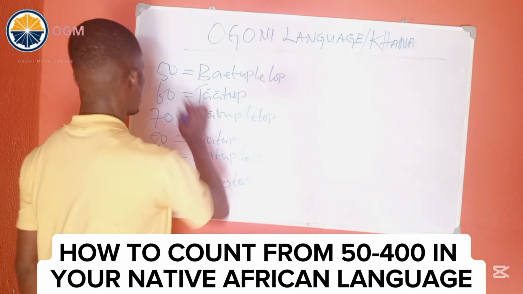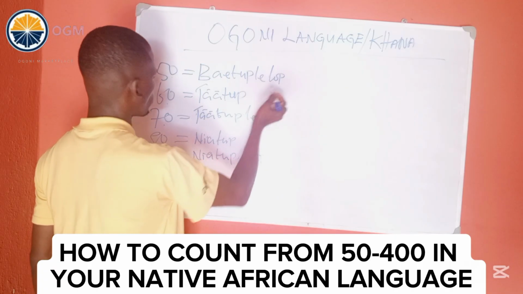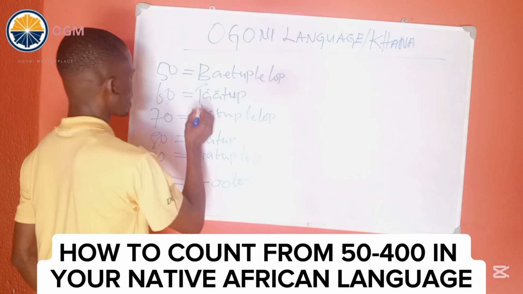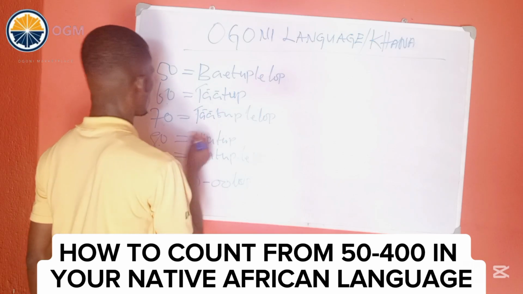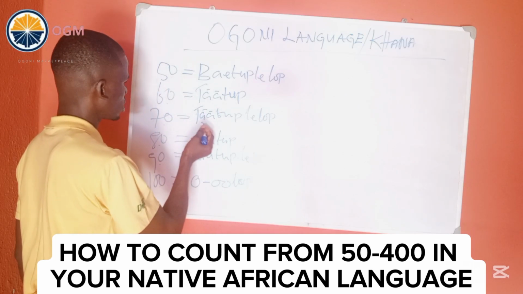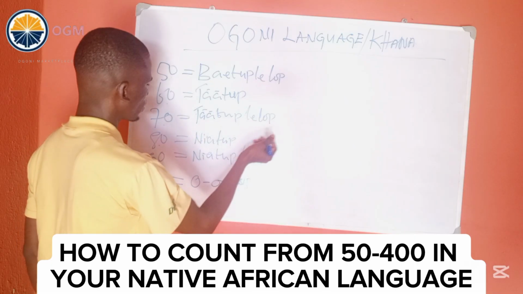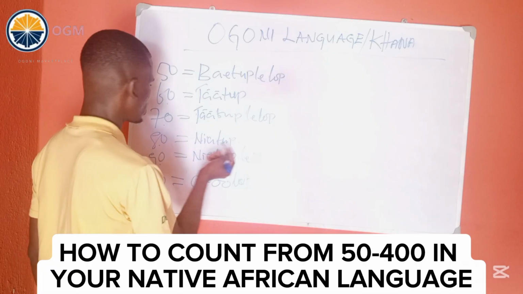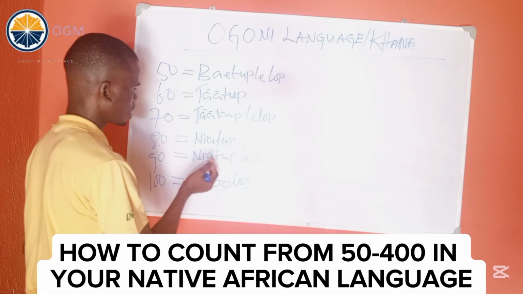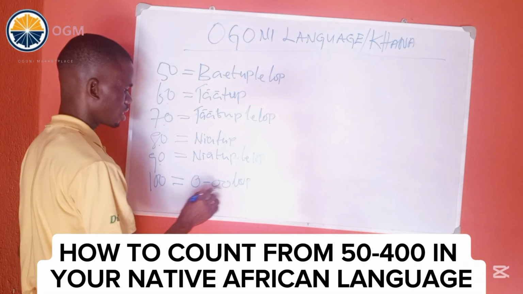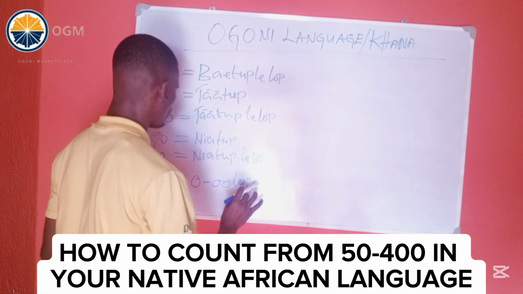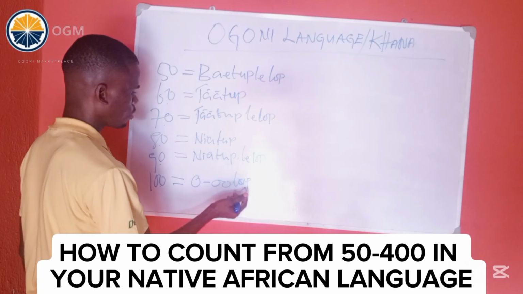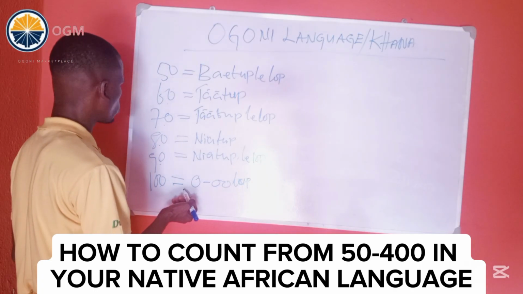So in Khana language, we call 50 by tuplelo. That is 50 naira. That is 50 by tuplelo. Then 60 star tup. 60 is star tup. Then here we have 70, which is tar tup lelo. That is 70. Then here we have 80, which is near tup. Then 90, which is near tup lelo. Then 100, it is 002 because it is 5 in number. When you add 20 naira into 5, it will give you 100, which is the 002.